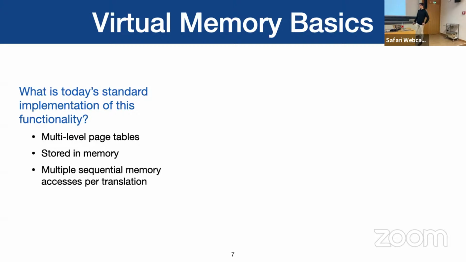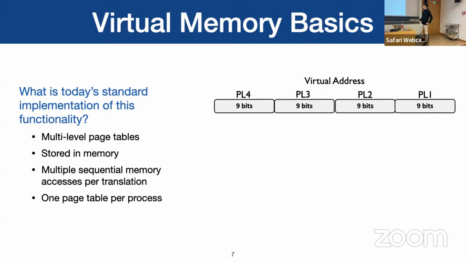And we need multiple sequential memory accesses per translation, which induces the high latency. And also we need one page table per process. So page table data is really huge with this approach. As we've seen, we divide the virtual address into these bit segments to translate them, which index nodes, which are represented by page tables in memory.